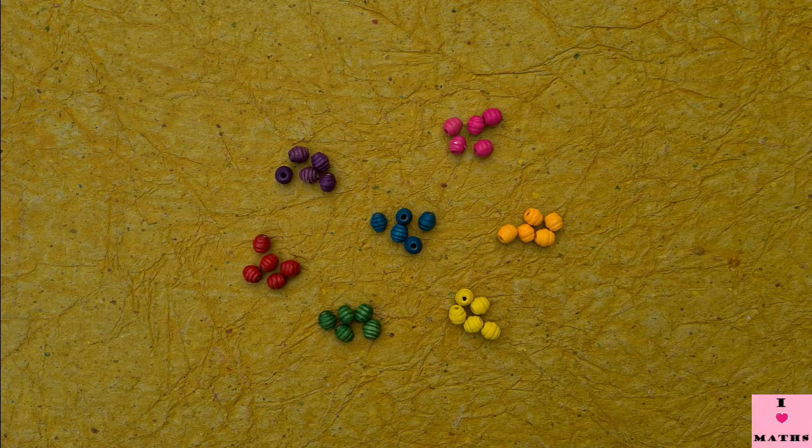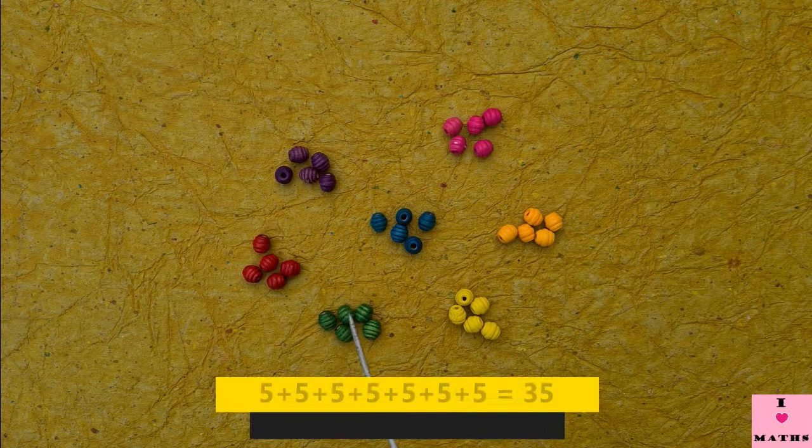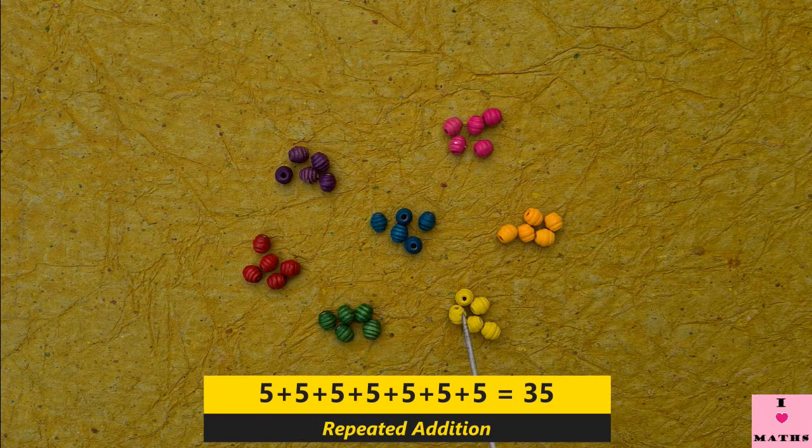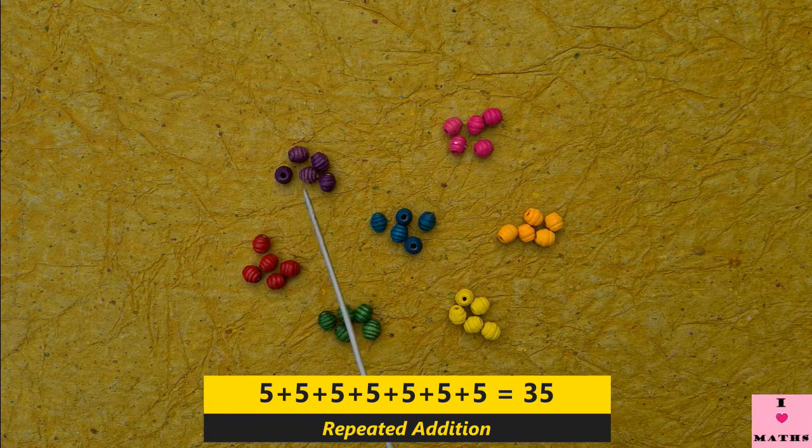So there are 2 ways in which we can count. We can do it like this. 5 plus 5, 10, plus 5, 15, plus 5, 20, plus 5, 25, plus 5, 30, plus 5, 35. Here what we are doing, we are adding 5 again and again. Children, when we add 5 again and again, or any number for that matter, if we add any number again and again, that is called repeated addition.